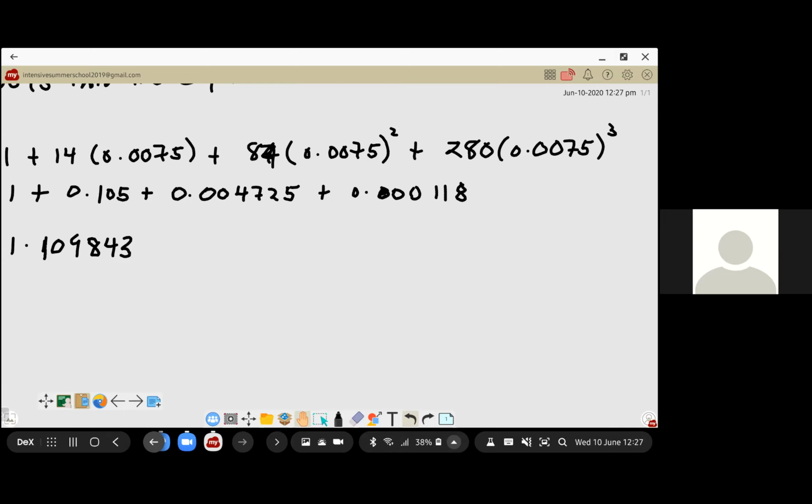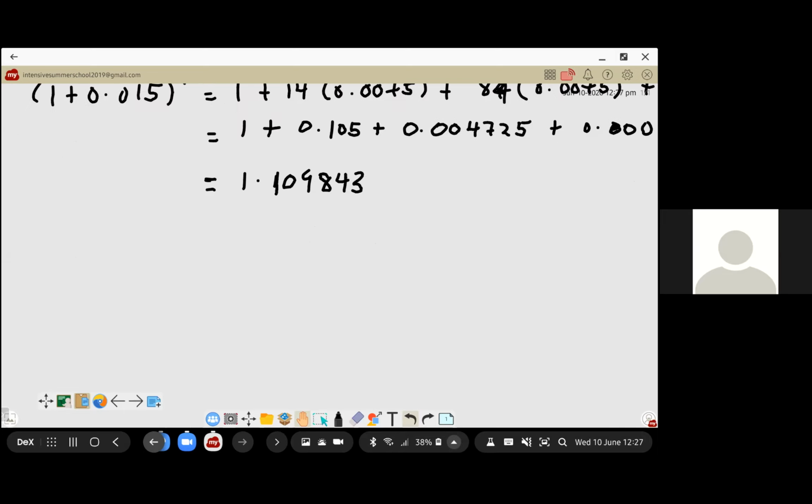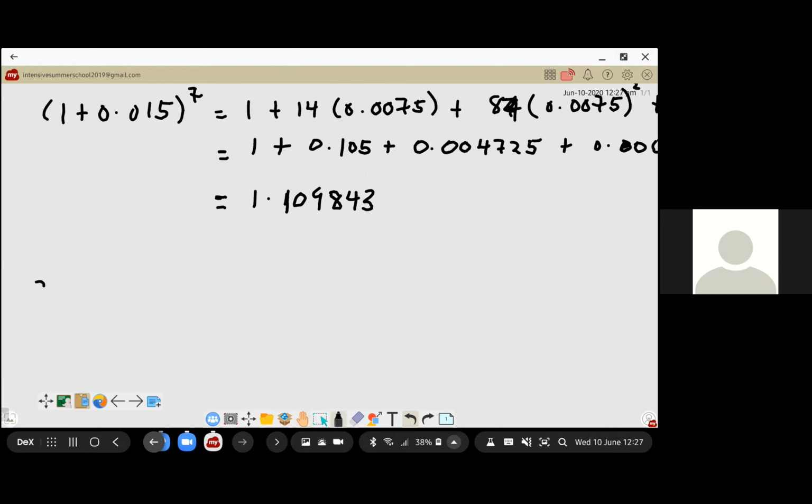Okay. Yes. So when we come back, the expansion was supposed to be 2 to the power 7 all into bracket 1 plus 0.015 all to the power 7. This was what we're supposed to do. Okay, but we've only done the middle one. So it's going to give us 2 to the power 7 times 1.109843. Okay, so when we multiply, what are we getting?